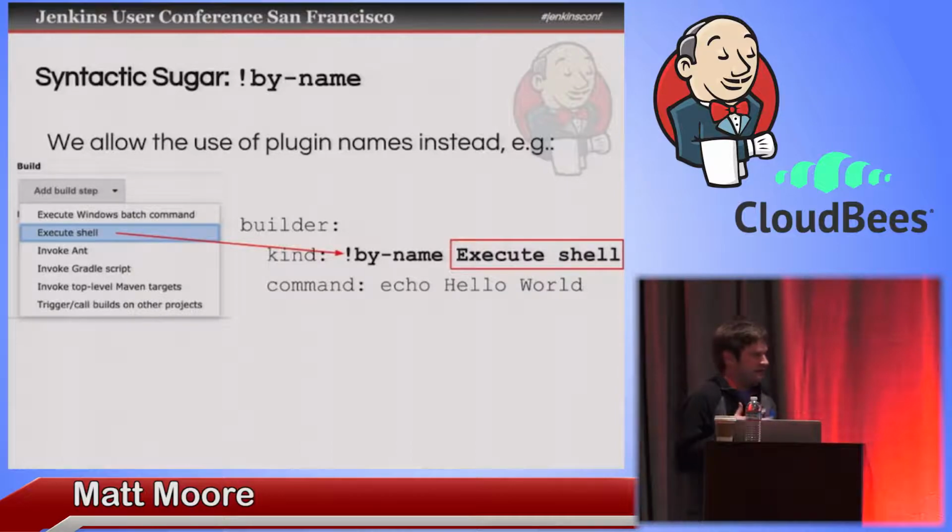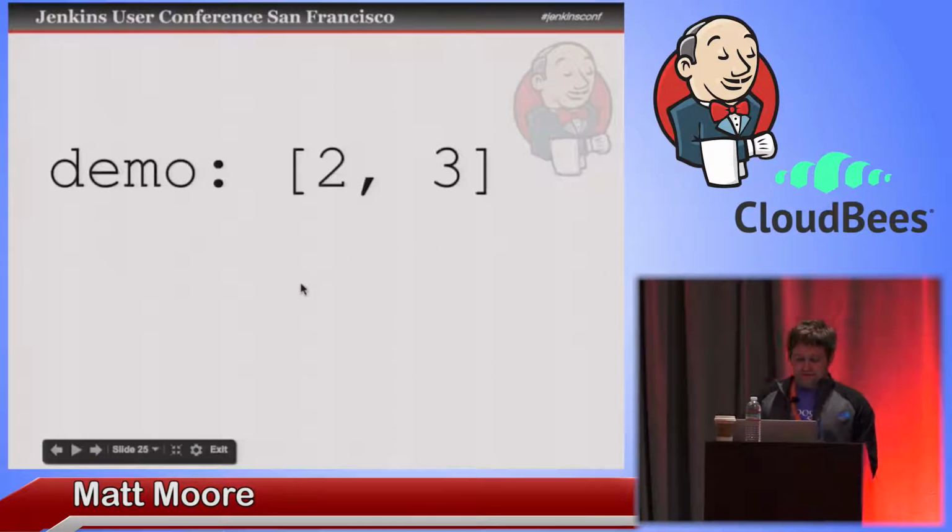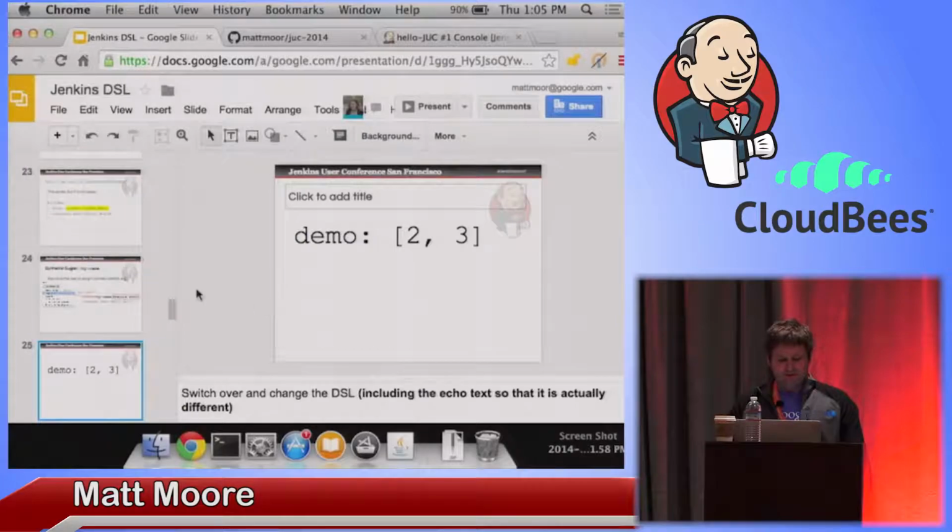So we have cool features like tags, right? And so I added the syntactic sugar to the plugin that uses the names that you already use to choose plugins, right? Like execute shell, right? And you can replace the class names with bang by name execute shell, right? And you can basically take this and execute it. So without further ado, our next demos.